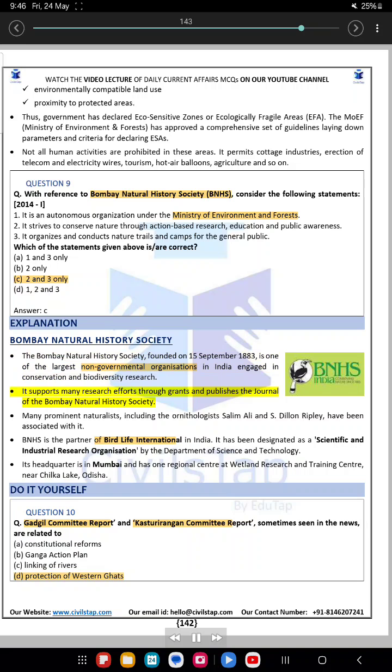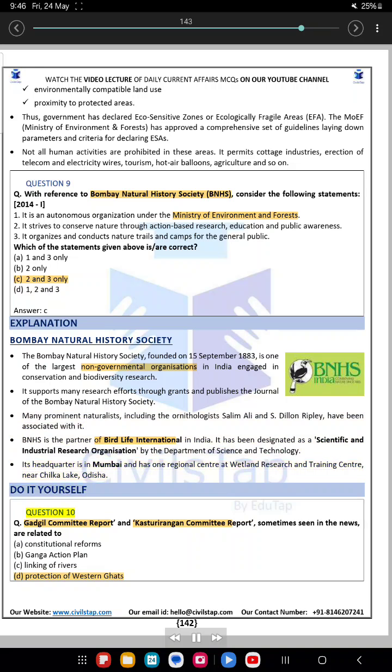It supports many research efforts through grants and publishes the Journal of the Bombay Natural History Society. Many prominent naturalists, including the ornithologist Salim Ali and S. Dillon Ripley, have been associated with it. BNHS is the partner of BirdLife International in India. It has been designated as a scientific and industrial research organization by the Department of Science and Technology. Its headquarters is in Mumbai and it has one regional center at Wetland Research and Training Center near Chilika Lake, Orissa.